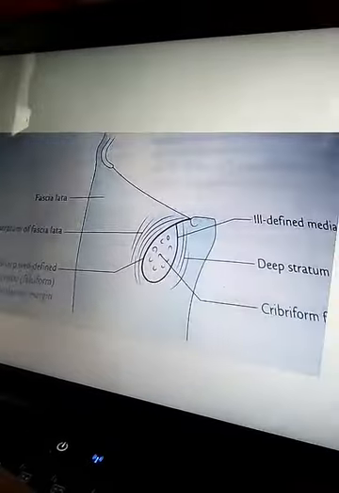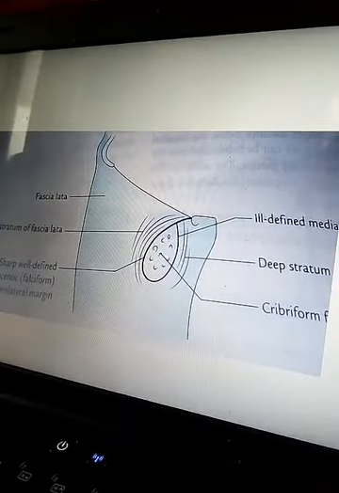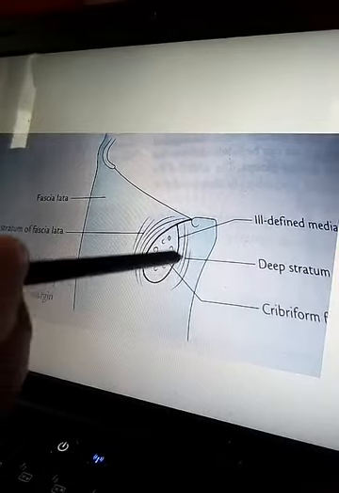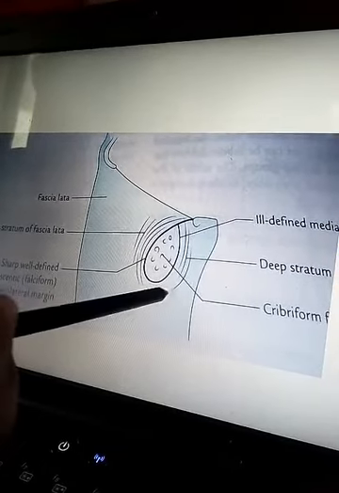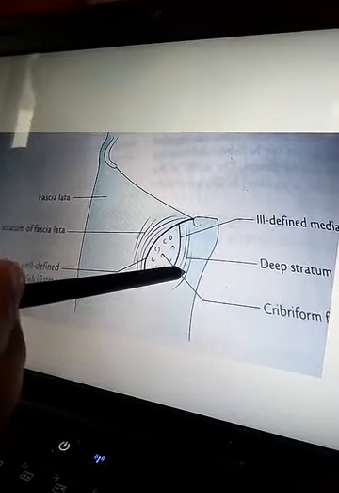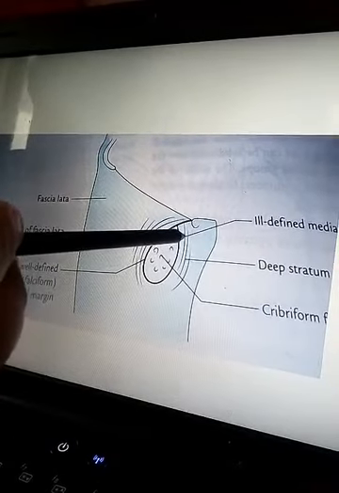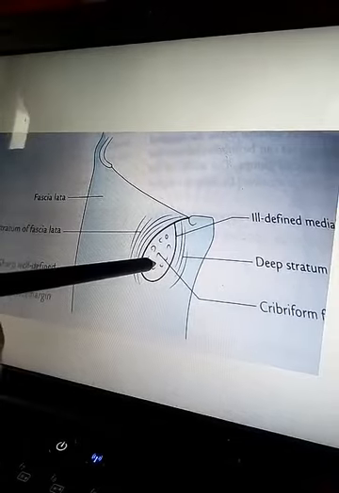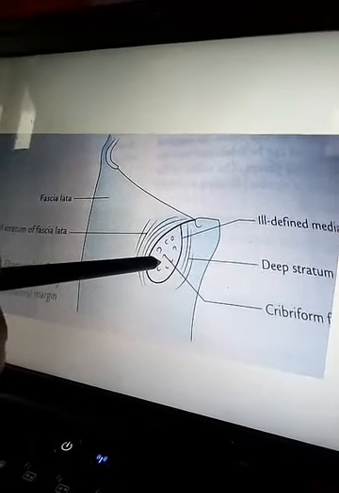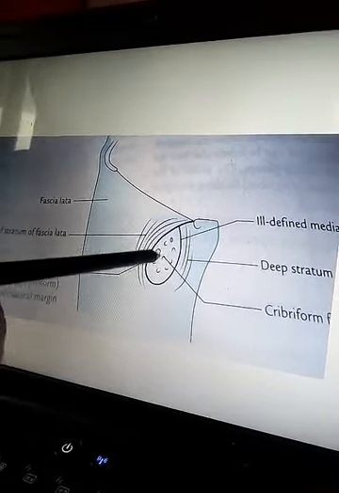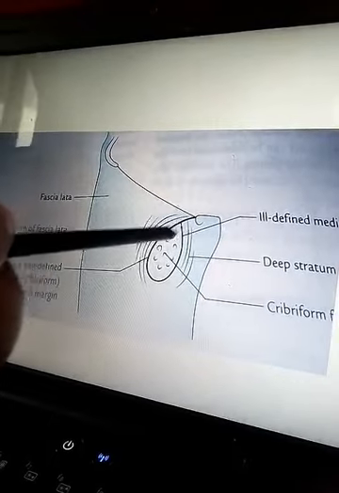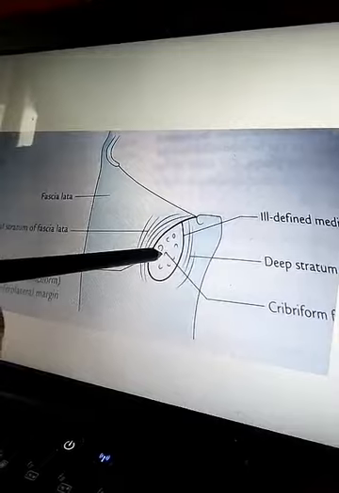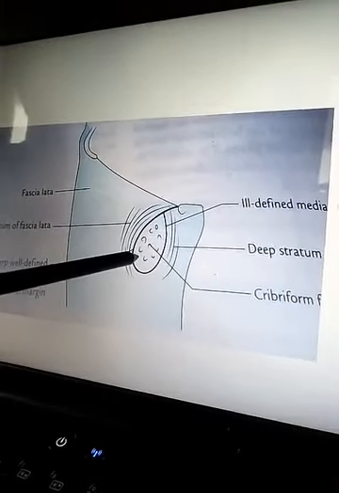Now this saphenous opening is an oval opening in the fascia lata or the deep fascia of the thigh in the upper medial part of the front of the thigh. The center of the opening is about 4 centimeters below and lateral to the pubic tubercle. Its vertical length measures about 3 to 4 centimeters.